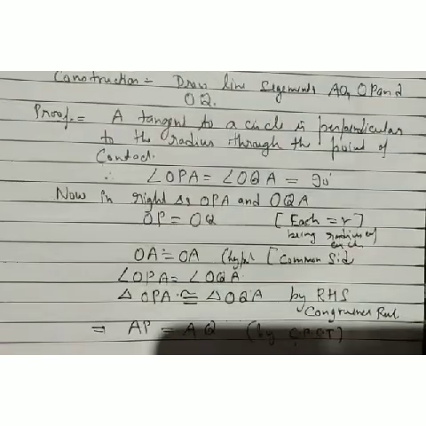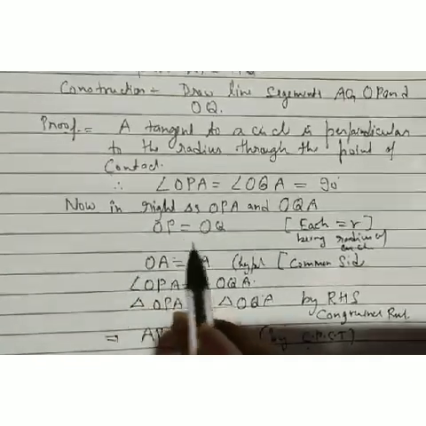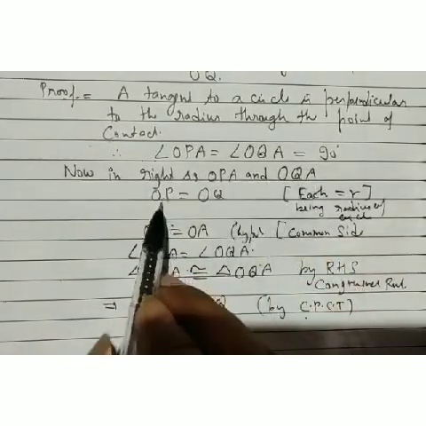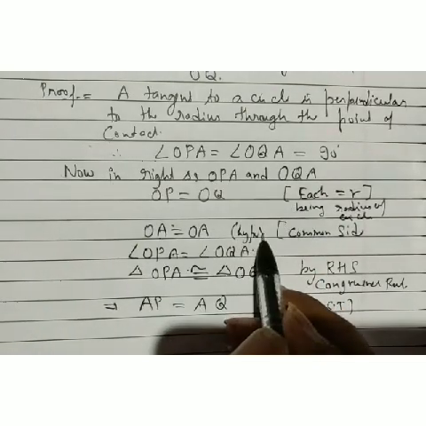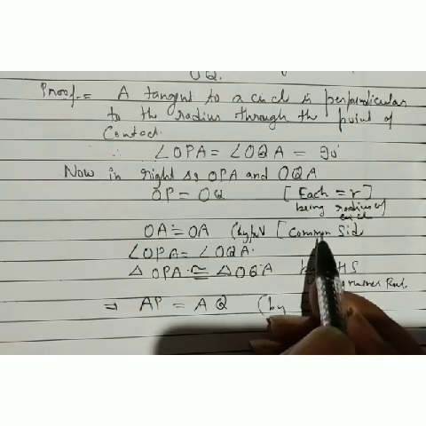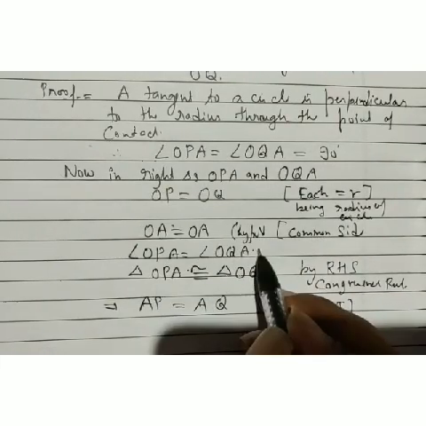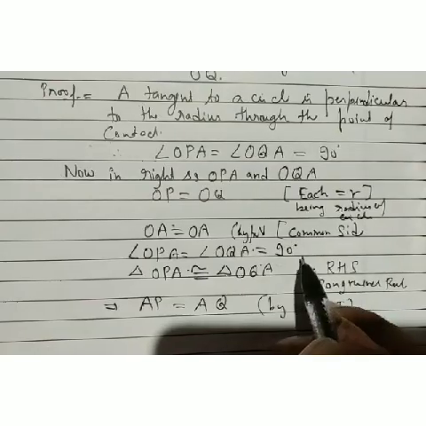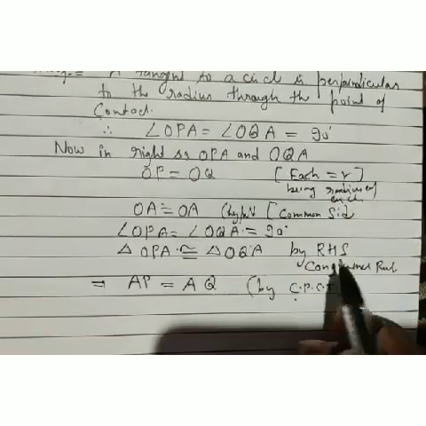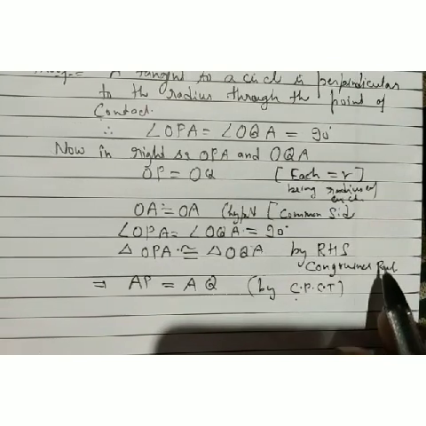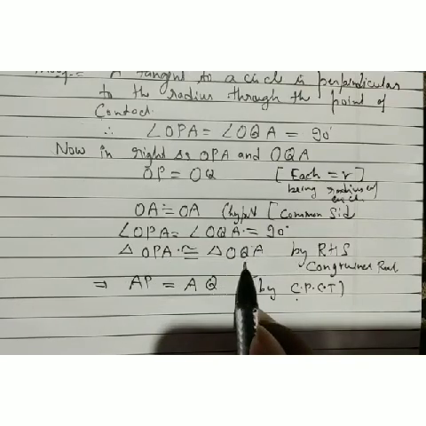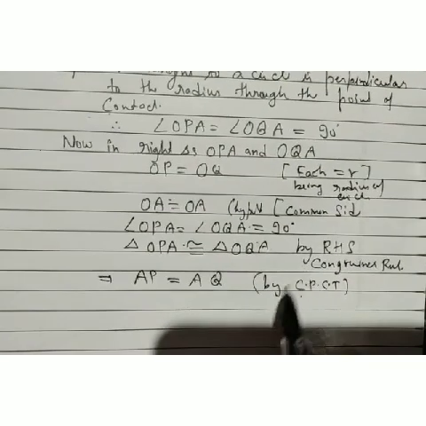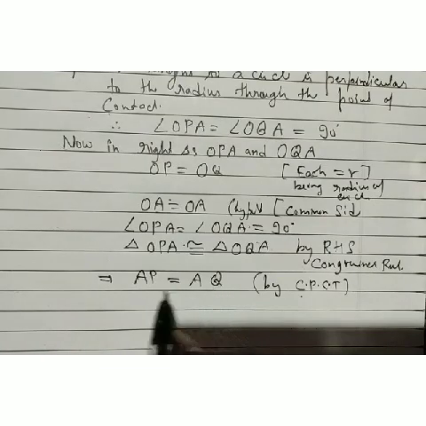Now we take the two triangles. In triangles OPA and OQA, we have OP equal to OQ, both being radii. OA equals OA, it is the hypotenuse and a common side. And angle OPA equals angle OQA, each 90 degrees. Then we can apply the RHS congruency rule. By this RHS rule, triangle OPA is congruent to triangle OQA. Hence, by CPCT, AP is equal to AQ.